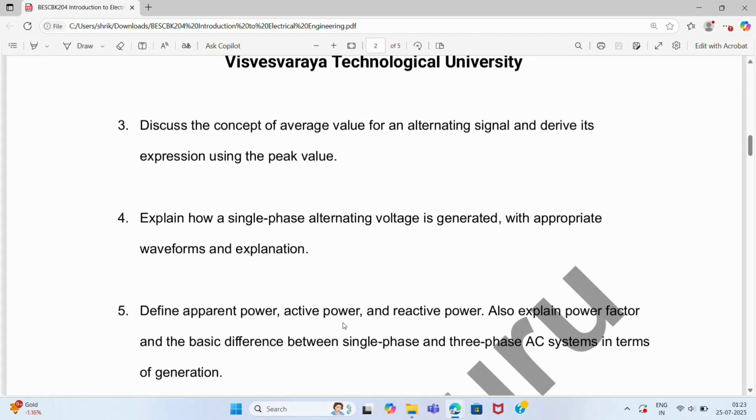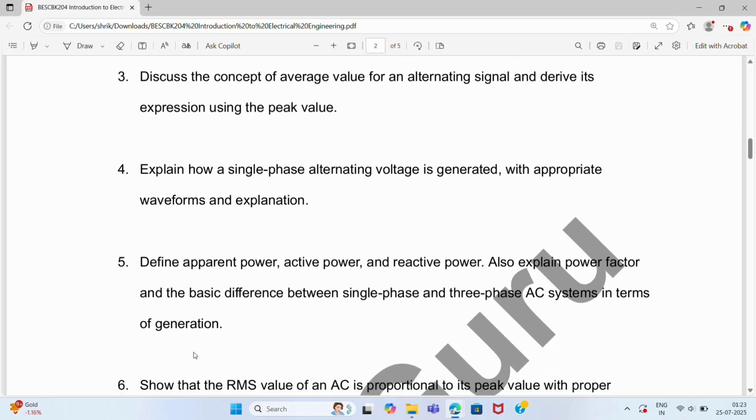Define apparent power, active power and reactive power. Also explain power factor and the basic difference between single phase and three phase AC systems in terms of generation.